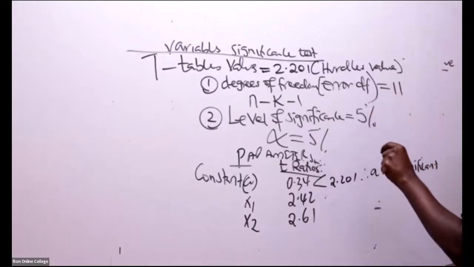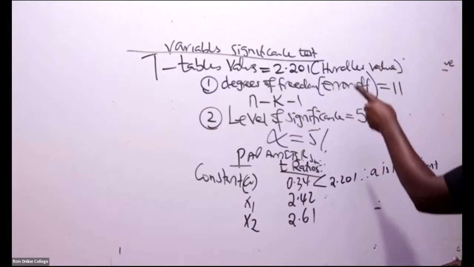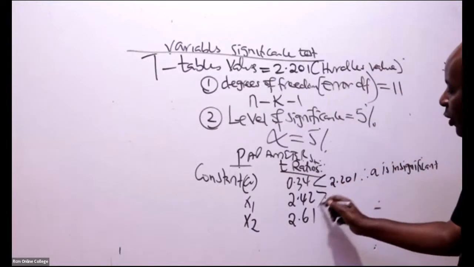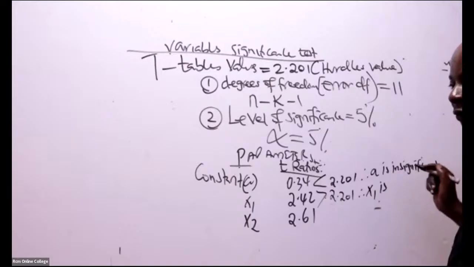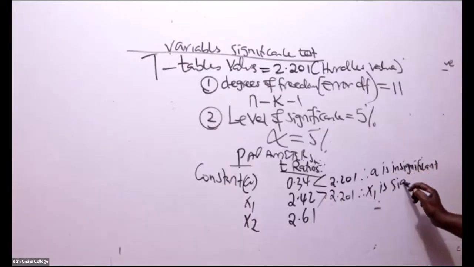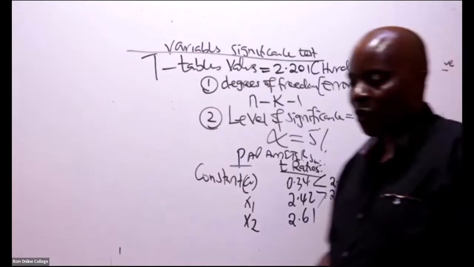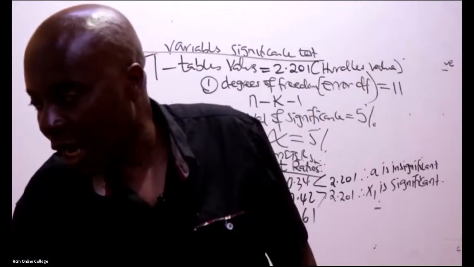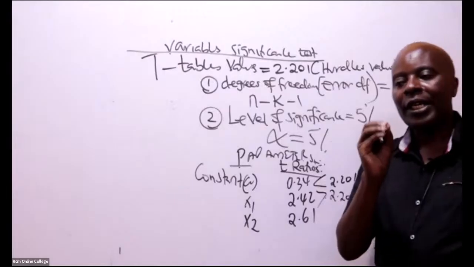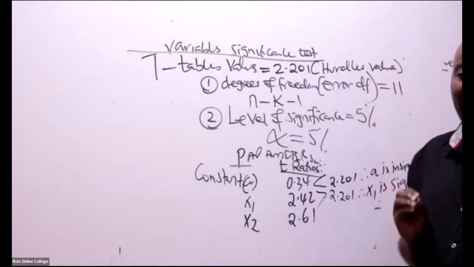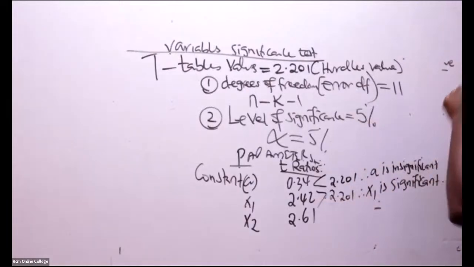A is insignificant because it is less than the value of significance as given by the student t table's value. But when you look at x1 and x2, these are robust. They are very significant. They are higher than this. So this is more than 2.201, meaning that x1 is significant, because we were able to get past the threshold of significance. The t table is the threshold of significance. You can see 2.42 is bigger than that value.